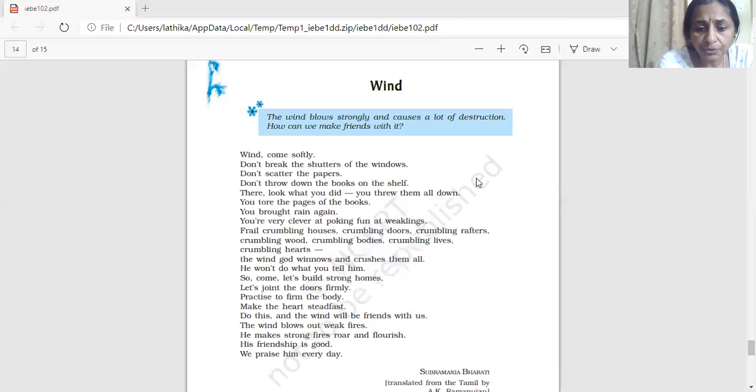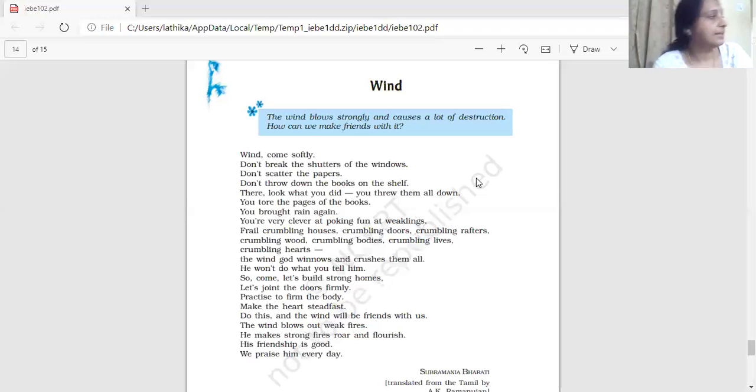He won't do what you tell him. So come, let's build strong homes. Let's join the doors firmly. Practice to firm the body, make the heart steadfast. Do this, and the wind will be friends with us. The wind blows out weak fires. He makes strong fires roar and flourish. His friendship is good. We praise him every day.